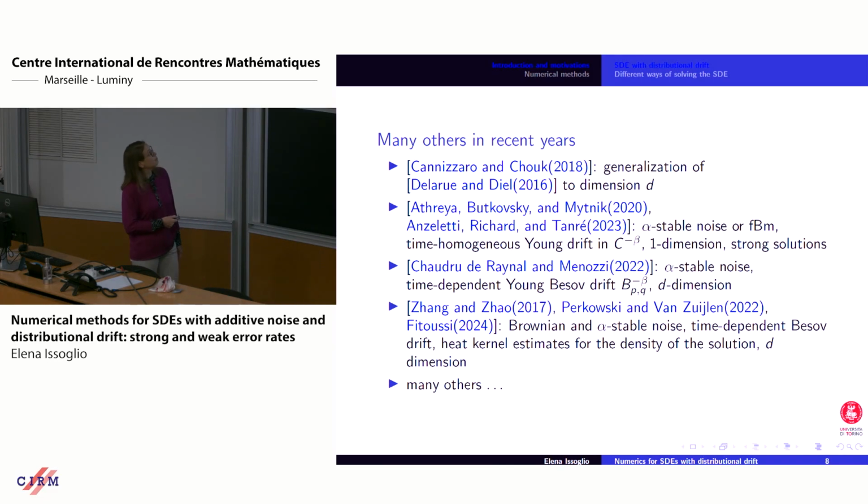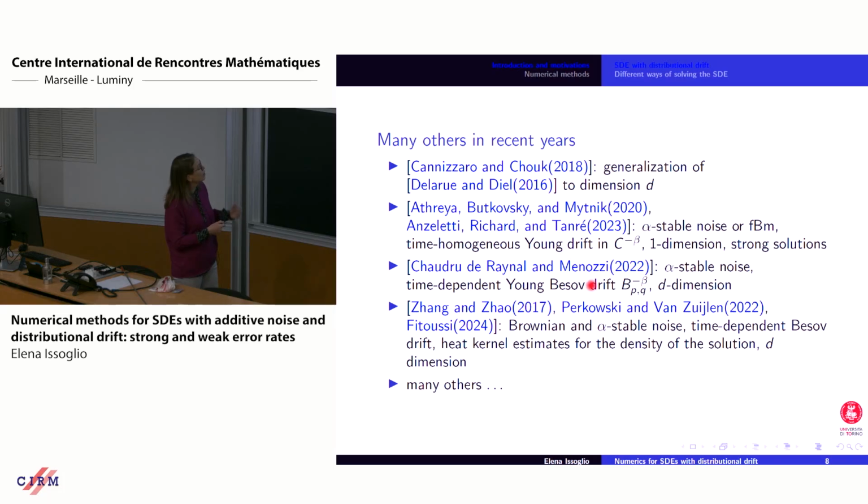Okay, and like I said, after that, many other people started working on this. They generalized to dimension D. The work by Delarue and Diel was only in dimension 1. People started looking at other noises like alpha stable noise or fractional Brownian motion by Athreya, Butkovsky, Mytnik. They did alpha stable, and Anzeletti, Richard, and Targett, fractional Brownian motion. Paul-Éric Chaudru de Raynal and Stéphane were doing alpha stable noise and time-dependent drift.